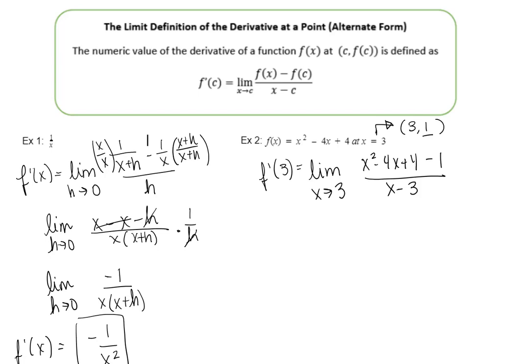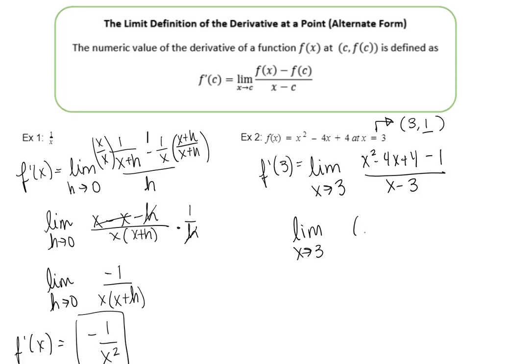Now when I get to this point right here, I'm going to rewrite because I still haven't substituted. So the limit as x approaches 3. We have x squared minus 4x plus 3. And actually, I'm just going to go ahead and factor that out. That's going to factor to x minus 3, x minus 1, and that's all over x minus 3.